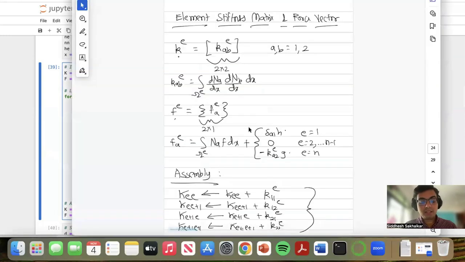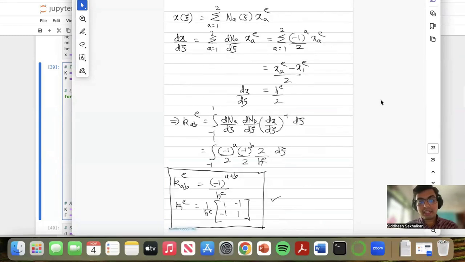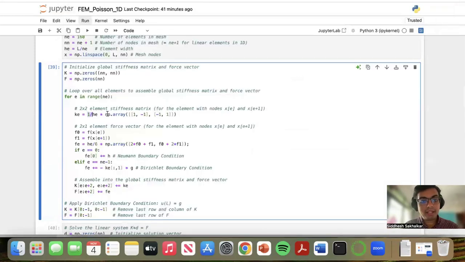So if we look back at our notes from last video lecture, if you remember, the element stiffness matrix KE was defined as 1 over HE multiplied by a matrix 1, minus 1, minus 1, 1. So that's exactly what we have defined over here. KE is 1 over HE multiplied by a matrix given by 1, minus 1, minus 1, 1. We then define FE, which is our 2 by 1 element force vector.